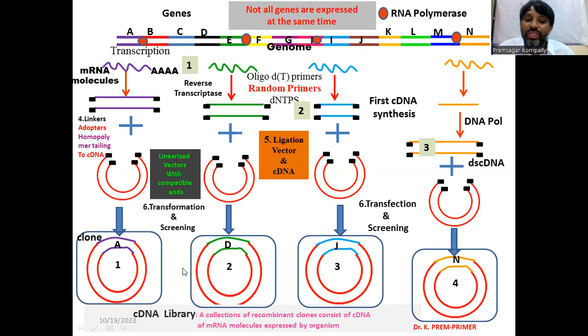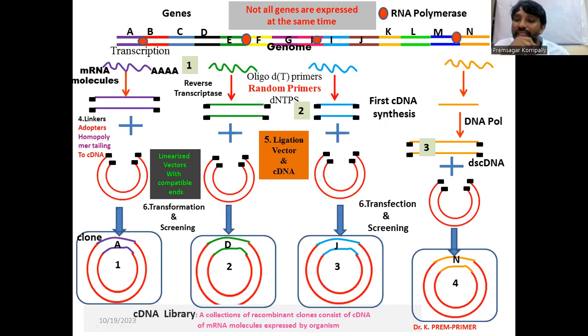You see, a cDNA library, a collection of recombinant clones, consists of cDNA of mRNA molecules expressed by the organism. You see here, this is the A gene cDNA, this is the D gene cDNA double strand, and this is the J gene, and this is the N gene. So you know the 4 clones which are representing the mRNA molecules expressed by the organism. So these 4 clones are called a cDNA library. The collection of recombinant clones consists of cDNA of mRNA molecules expressed by the organism.